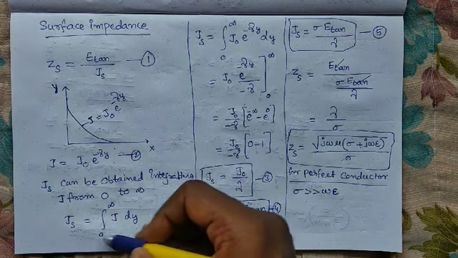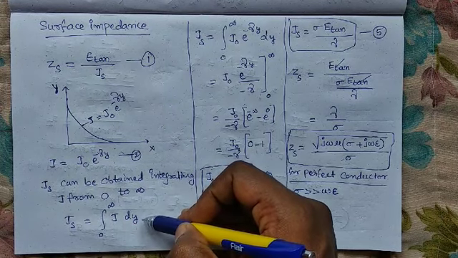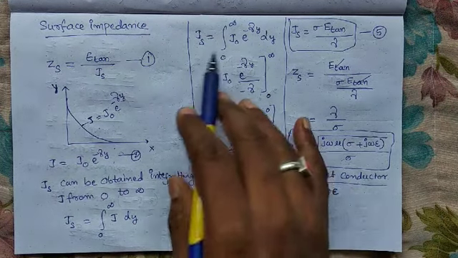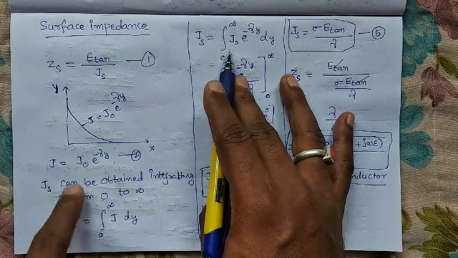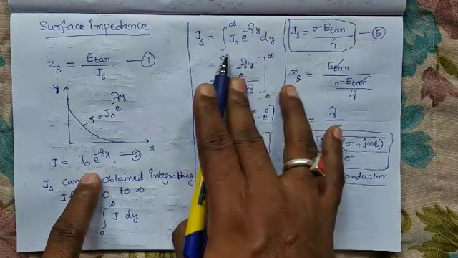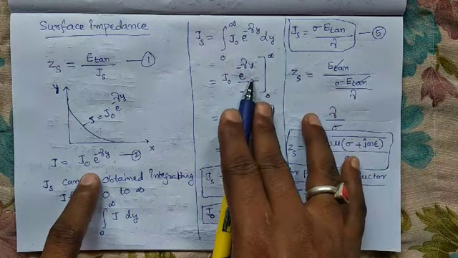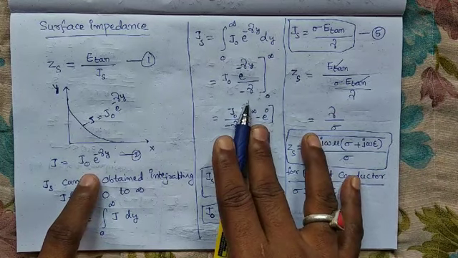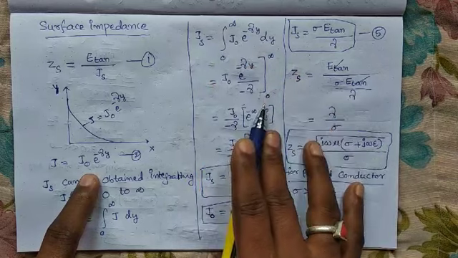Here Js is equal to integral 0 to infinity J dy. Here Js is equal to integral 0 to infinity, J naught e power minus gamma y dy. J naught is the constant I am taking out. Now applying integration to e power minus gamma y with respect to y is e power minus gamma y by minus gamma. Limits 0 to infinity.